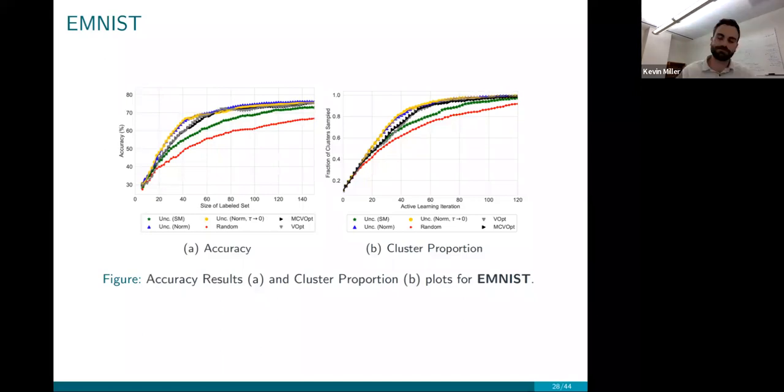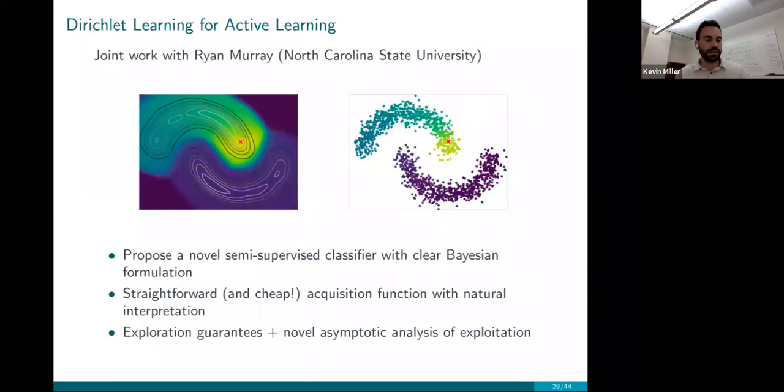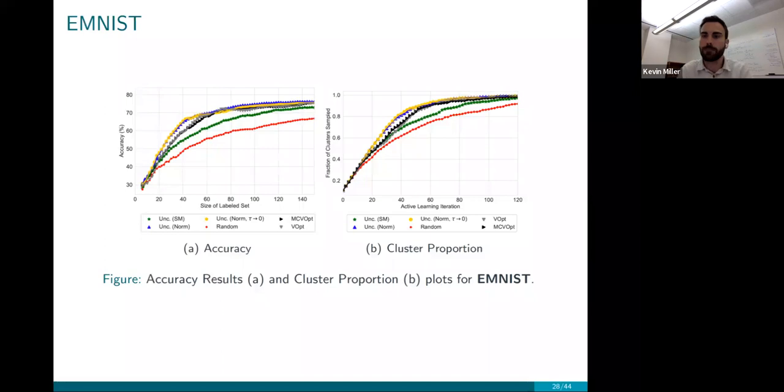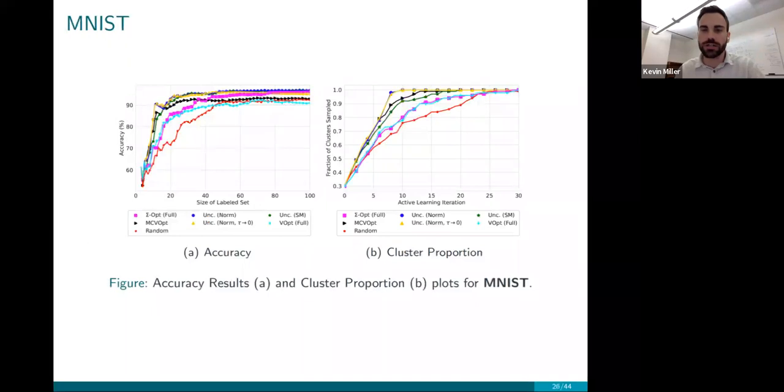Kevin, can I ask a quick question? For sure, yes, please. So on the previous slide, the tau going to 0, can you explain what that's about? Great, that's a great question.